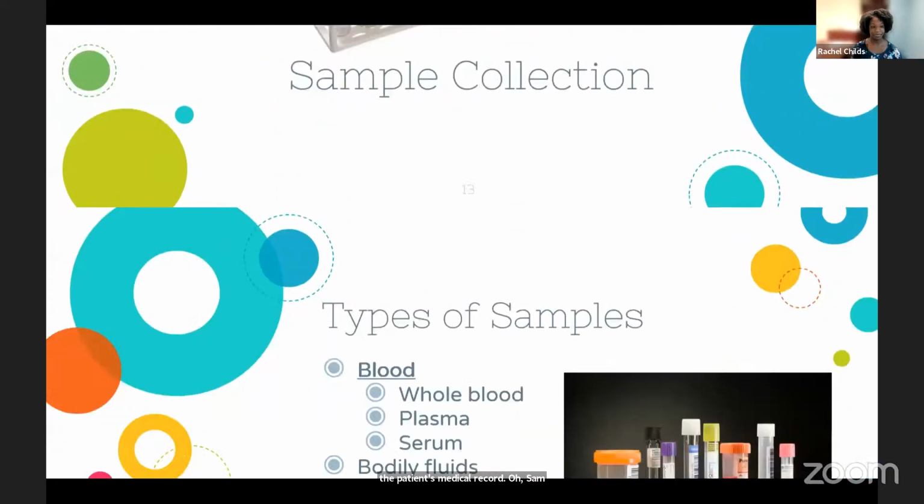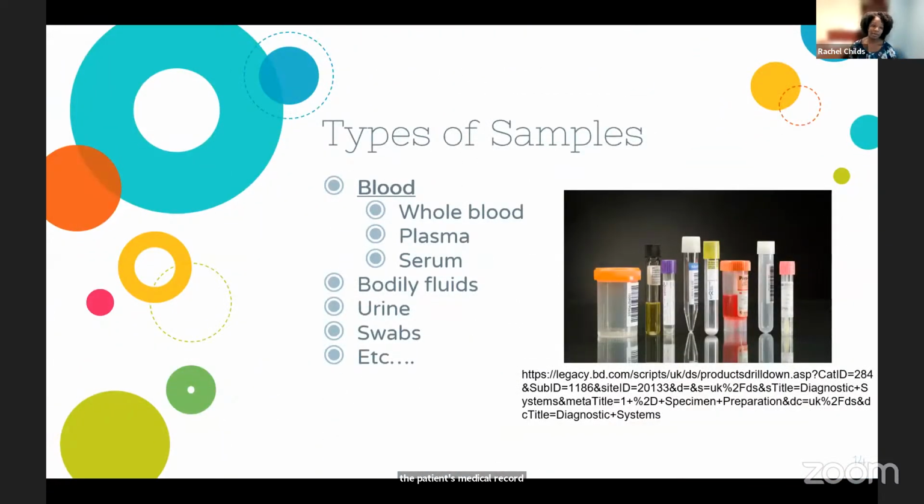Sample collection. Of the samples that we can receive in the lab, blood is the most common sample type that we have. And there are different specifics of blood that we can test as well. We can take blood as a whole, without separating out the components. We can test just the plasma. When we talked about the separation of our blood, the plasma would be that top layer. And then we can also test serum, which is similar to plasma, but there are a few proteins missing from it. We'll talk about that shortly.